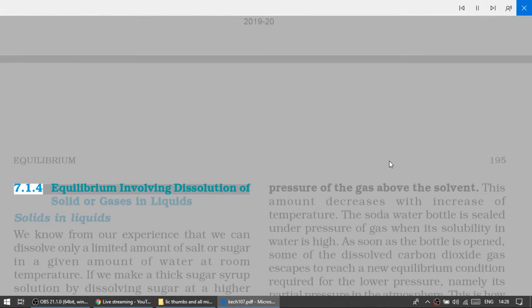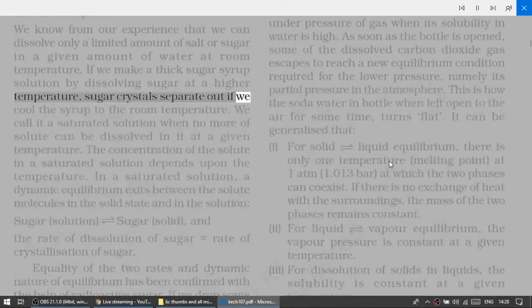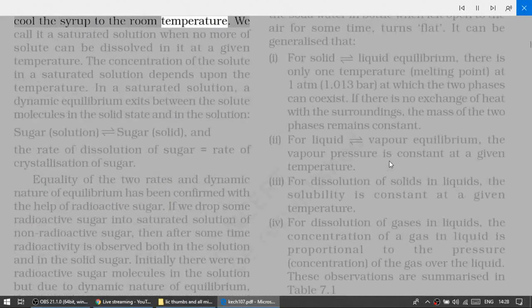Equilibrium involving dissolution of solid or gases in liquids. Solids in liquids. We know from our experience that we can dissolve only a limited amount of salt or sugar in a given amount of water at room temperature. If we make a thick sugar syrup solution by dissolving sugar at a higher temperature, sugar crystals separate out if we cool the syrup to the room temperature.